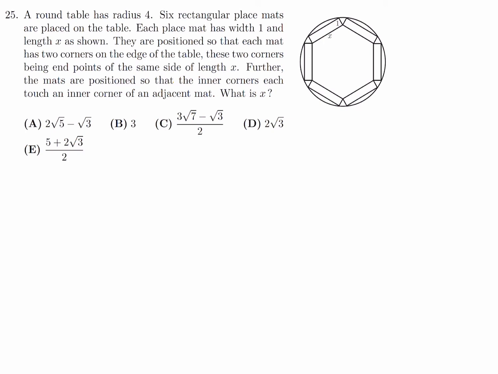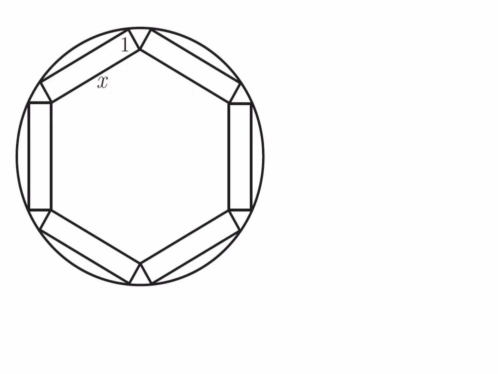A round table has a radius of 4. 6 rectangular placemats are placed on the table. Each placemat has a width of 1 and length x as shown. They are positioned so that each mat has 2 corners on the edge of the table, these 2 corners being endpoints of the same side of length x. Further, the mats are positioned so that the inner corners each touch an inner corner of an adjacent mat. What is x? So a little bit of labeling, of course.